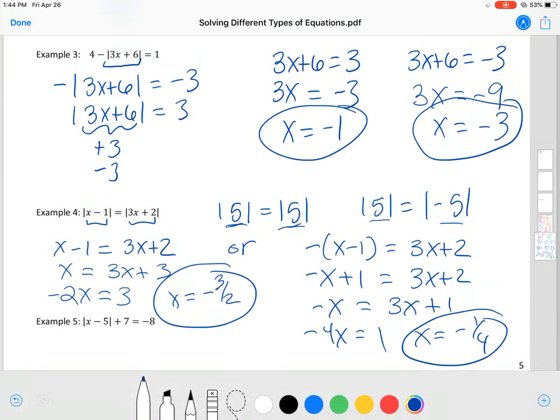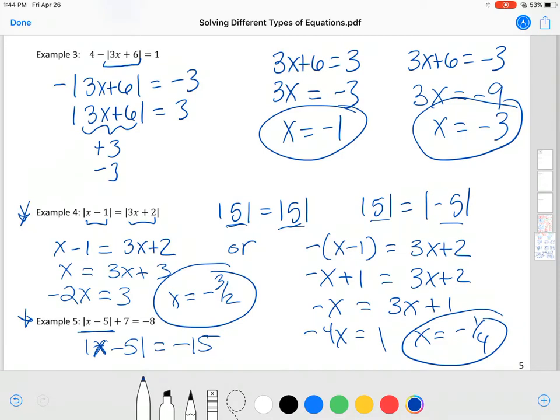Okay, last example. This is also a special case. So this is a special case and this is a special case. If I go to solve this and I want to isolate my absolute value, that means I have to subtract 7 from both sides, which gives me a negative 15 over here.